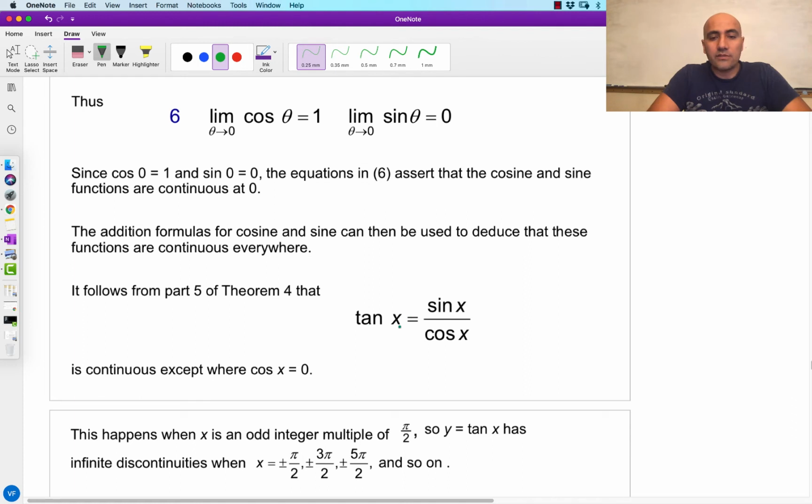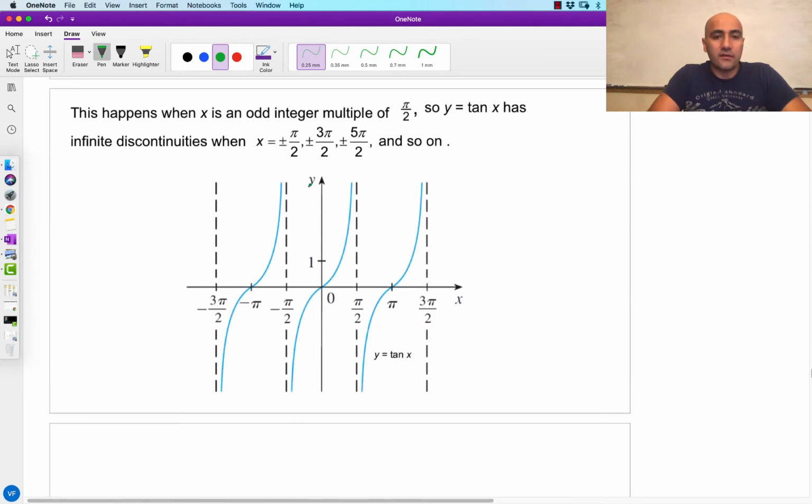So we can establish that the tangent of x is also going to be continuous everywhere except when cosine equals 0. And if we think of the graph of cosine, it equals 0 at odd integer multiples of pi over 2. And so tangent of x has infinite discontinuities at x equals plus or minus pi over 2, plus or minus 3 pi over 2, plus or minus 5 pi over 2, and so on and so forth. And so the graph of tangent of theta looks like this, right? The familiar face of tangent of theta.